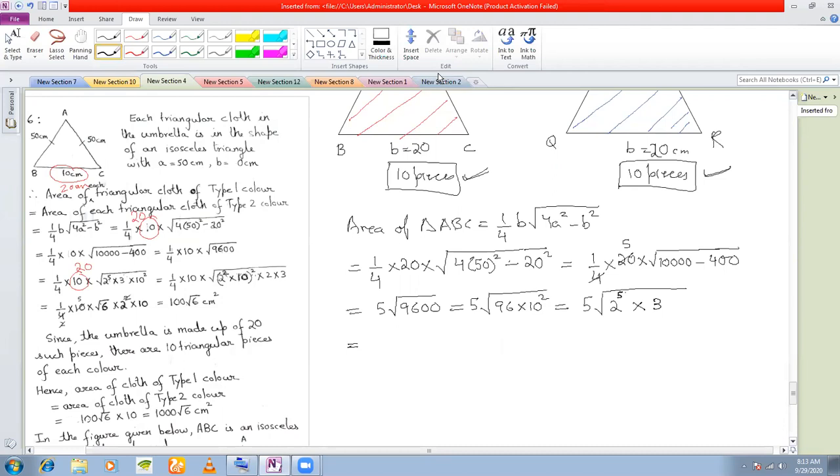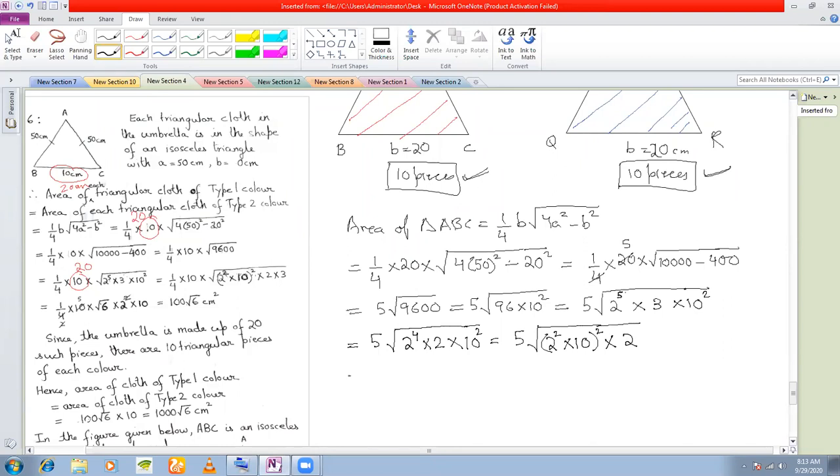So this is 5 root over of 2 to the power of 4 into 2, and this 10 square I forgot to write. It's 10 square here. 2 to the power of 4 into 2 into 10 square, which can now be written as 5 root 2 square into 10 whole square into 2.